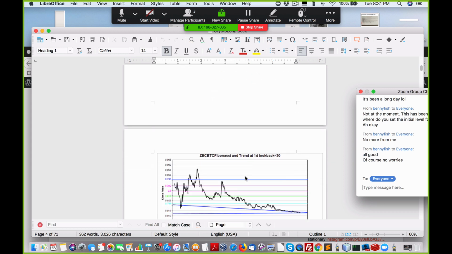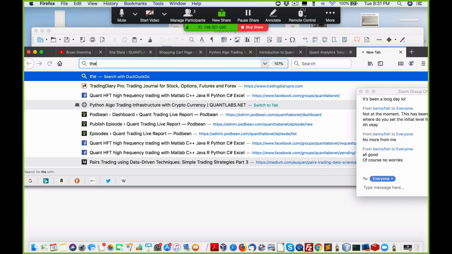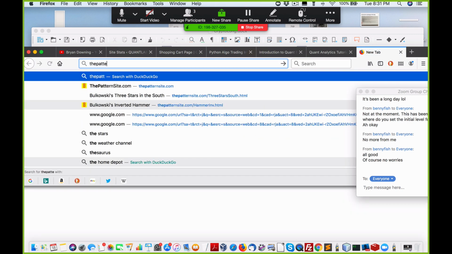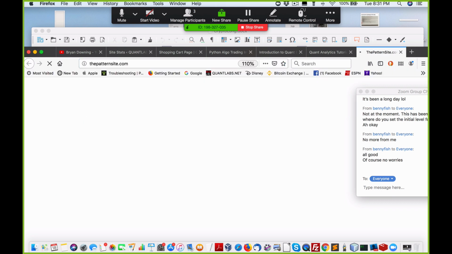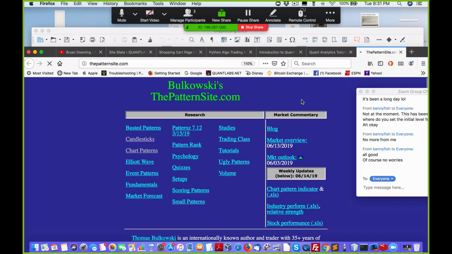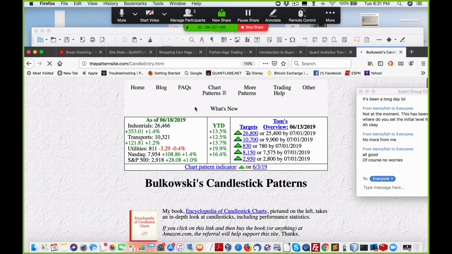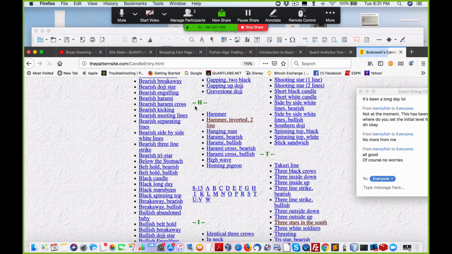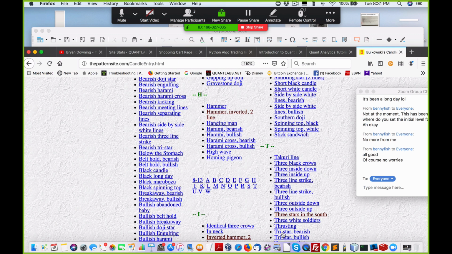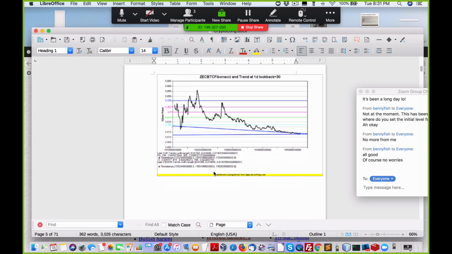So you can use thepatternsite.com as a reference. I encourage people to check it out. Candle patterns are very useful, but I would not use them exclusively. So here's the site, and you have candlestick patterns, and he pretty well covers a couple hundred of them. He's got a book out, and you can go through it, and you can figure out which candles are reliable or not. So it's something I would look at.